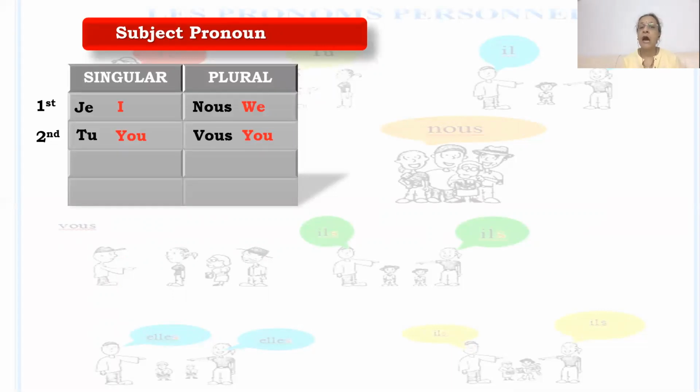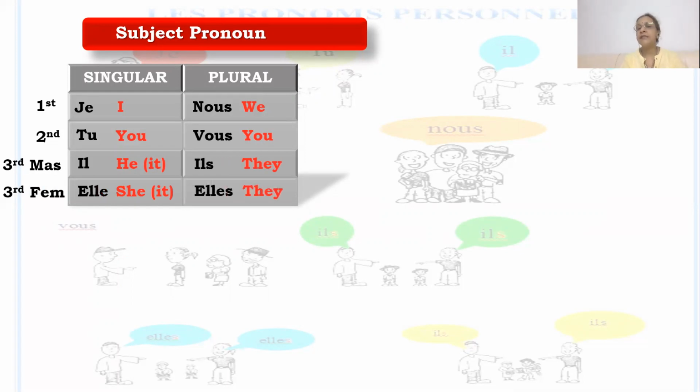It is also the aap of Hindi. It is also used to give respect to your elders. Third person masculine singular il, meaning he or it, and masculine plural ils, meaning they. Third person feminine singular elle, meaning she or it, and plural elles, meaning they. Now, if in a sentence I ask you to replace Mary by a pronoun, you will say elle because Mary is a feminine noun.